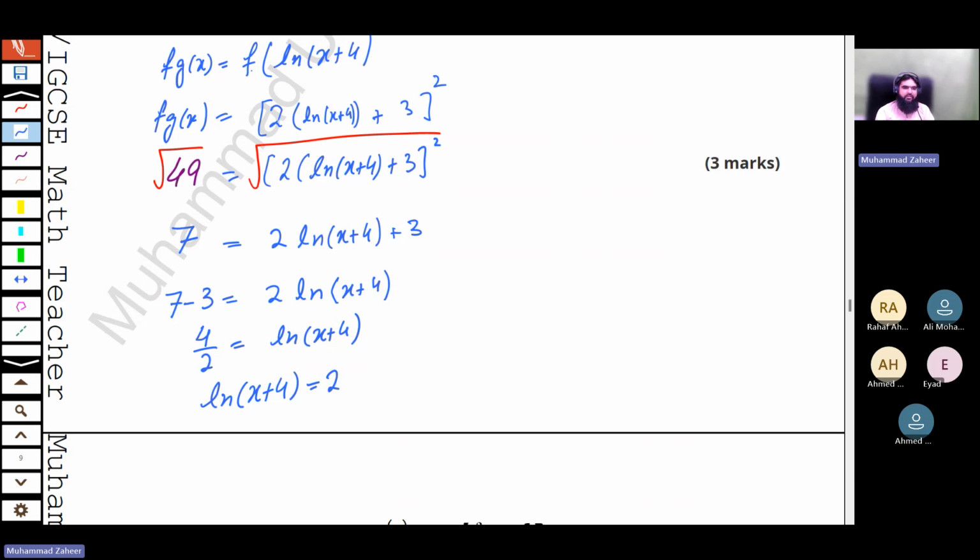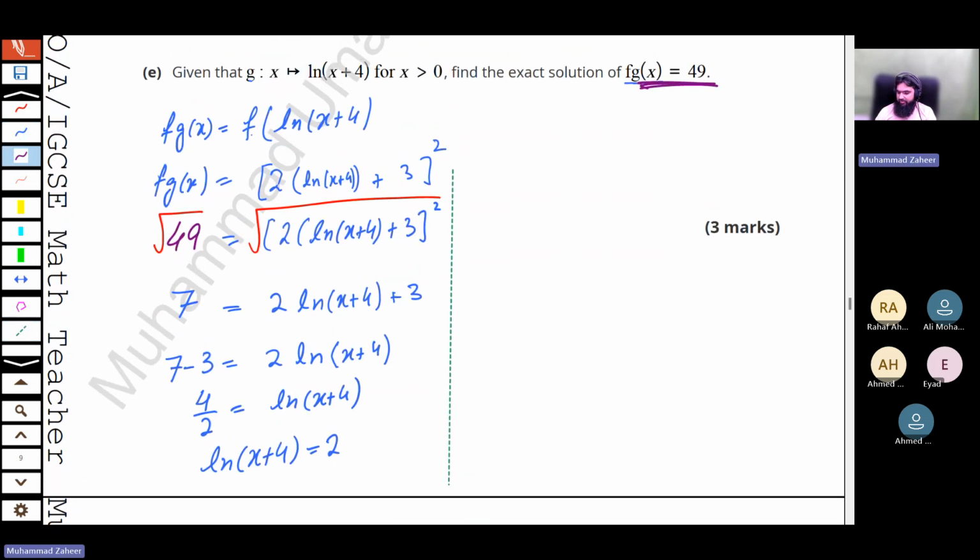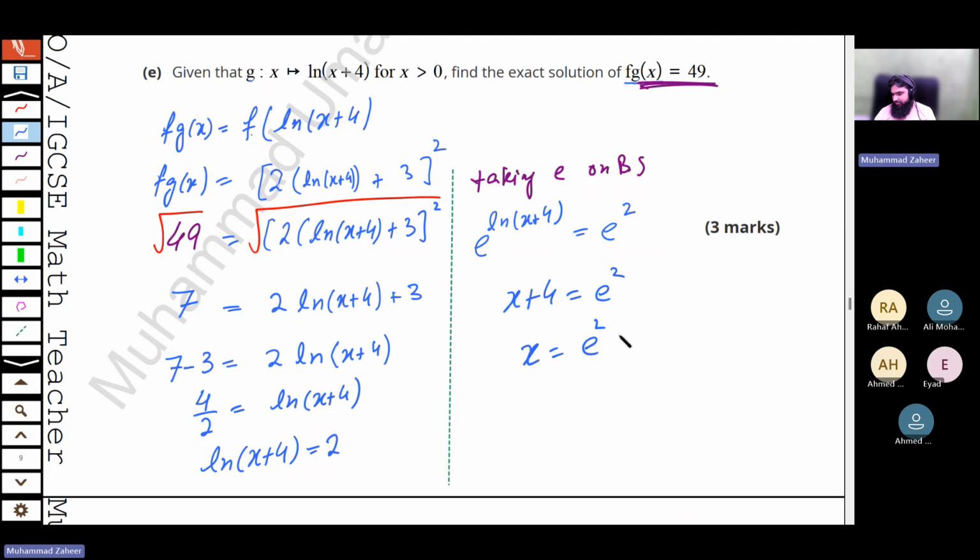Now I want to find the value of x. So I want to remove the natural log. So what will I do? How can I remove the natural log? I'm going to take the exponential on both sides. So I get e to the power natural log of x plus 4 is equal to e raised to power 2. It will cancel out. x plus 4 is equal to e power 2. So x is e power 2 minus 4.